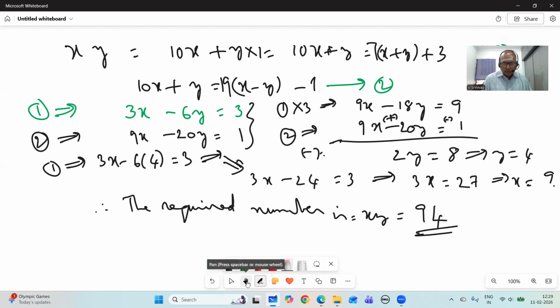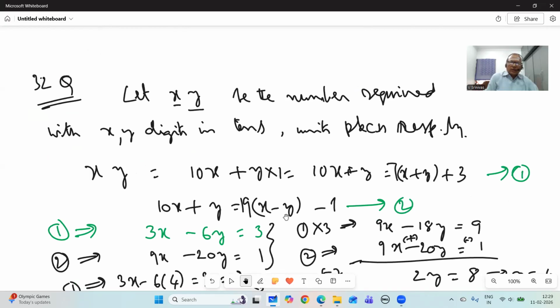So what we have done: we are looking for a two-digit number xy such that the number is 7 times the sum of the digits plus 3, that is, 3 more than 7 times the sum of the digits, and 1 less than 19 times the difference of the digits. So take the required number to be xy. Here you are not taking x and y as a product. They are digits. x is a value between 1 and 9, y is a value between 0 and 9.